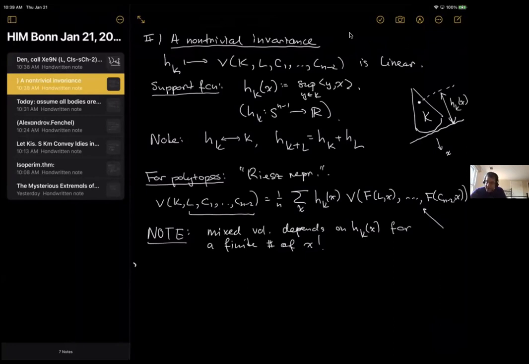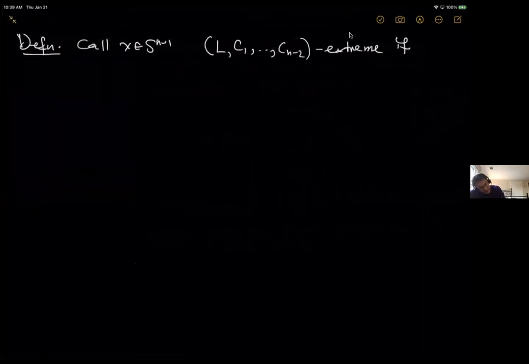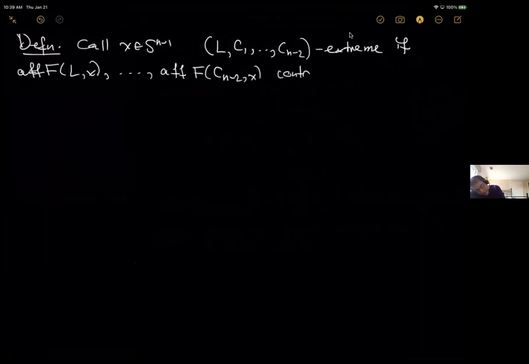But remember, I gave you the characterization of when mixed volumes are positive. I gave it to you for n-dimensional convex bodies, but we can of course apply that definition to the n-1 dimensional faces or the lower dimensional faces, right? So we call it extreme if the face of L in direction x, the affine hull, right? So the linear subspace or the affine subspace in which that face lives, and all of the other affine subspaces of the faces contain linearly independent directions.